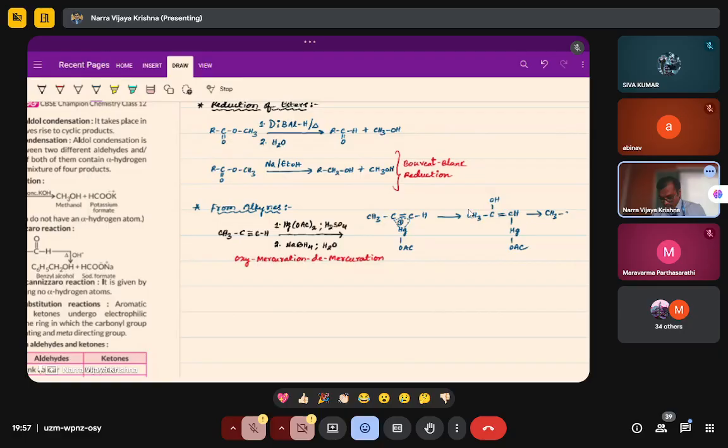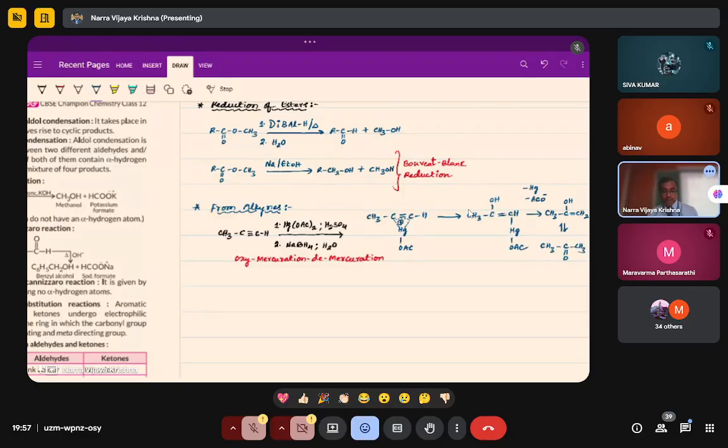CH3, C-OH, double bond CH2. And what is gone? Hg is gone. AcOH is also gone, or I will write AcO minus is also gone. The acetyl group is gone, mercury is gone, and in the remaining position we got hydrogen. Now it tautomerizes. During tautomerism, what happens? This bond will shift, and that hydrogen comes here. So it will convert into CH3, C double bond O, CH3.